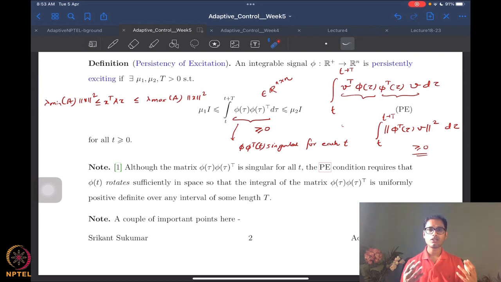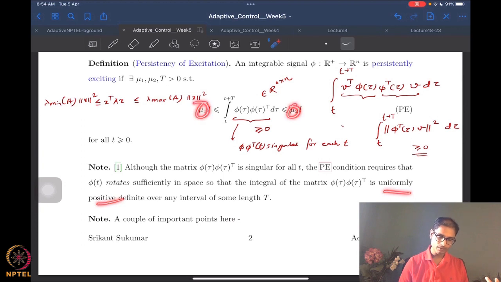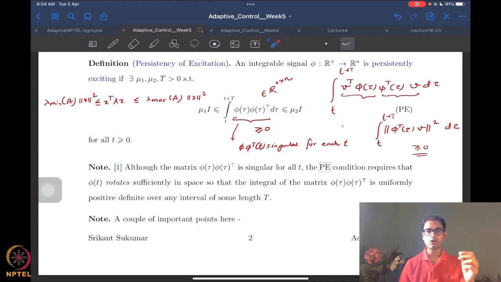So this is the rather cool property that we are looking for. And this is the property of persistence of excitation, right? Which is what is mentioned in this note: the matrix phi phi transpose is singular for all time, so the PE condition requires that phi rotates sufficiently, such that the integral of phi phi transpose is uniformly positive definite. Why do we say uniform? Because these bounds don't depend on the small t. Mu 1 and mu 2 are independent of the small t.